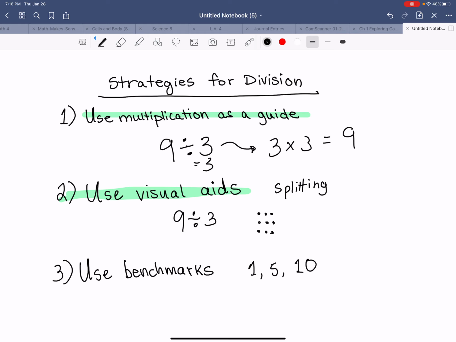groups. Right, and the equal part is important. The groups have to be equal. I can't make one group that looks like this and one group that looks like this because they're uneven. So they have to be equal groups. So here I can visually see that. I can circle 3 equal groups of 3, representing 3 times 3.